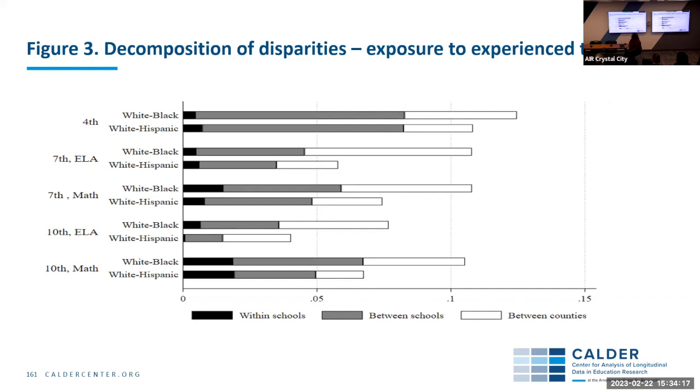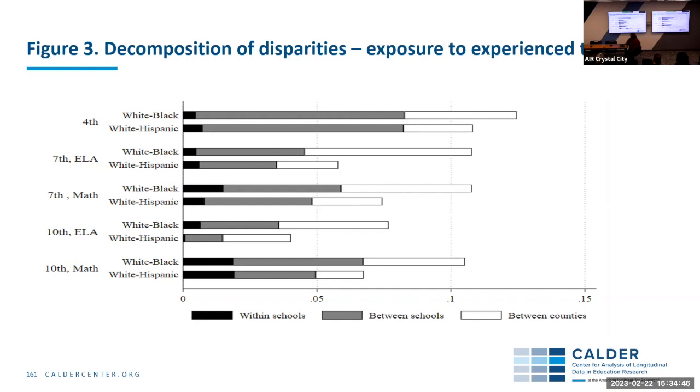And then the unshaded part on the far right in each bar is the portion attributed to differences across counties within the state. Now, the reason we did this decomposition is we wanted to think about policy implications. We're really quite concerned about these racial disparities in access to quality teachers. And so then the question is, what can be done about it?